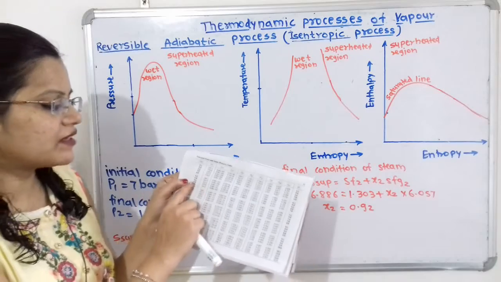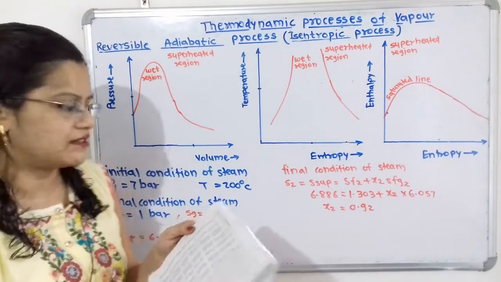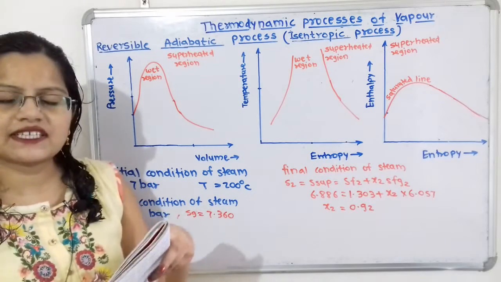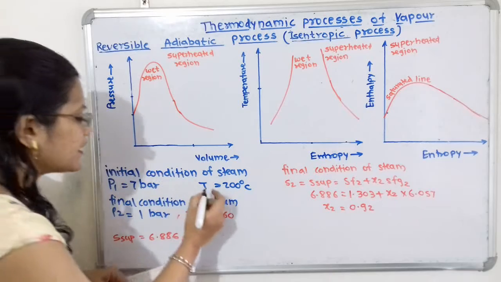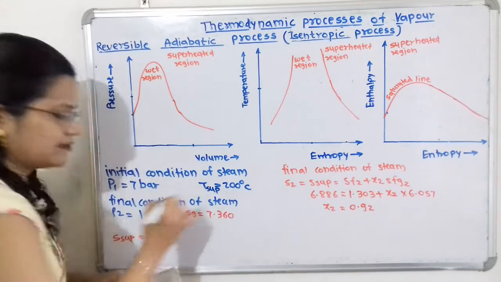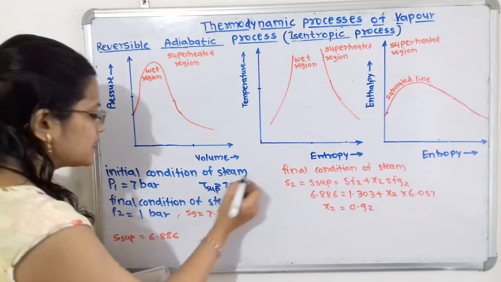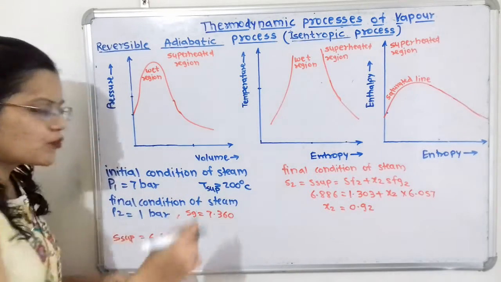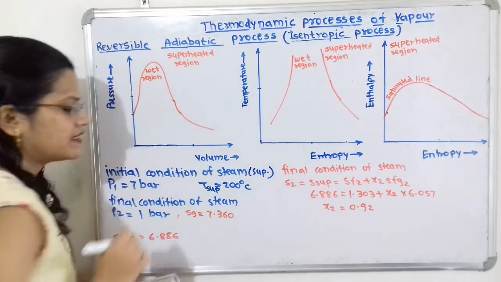So here it is given for 7 bar pressure temperature is 165 degrees Celsius. But this temperature is greater than this saturated temperature. So we can say that this T is nothing but T superheated. And this initial condition of steam is the superheated steam. So I will write in the bracket, this is the superheated steam.